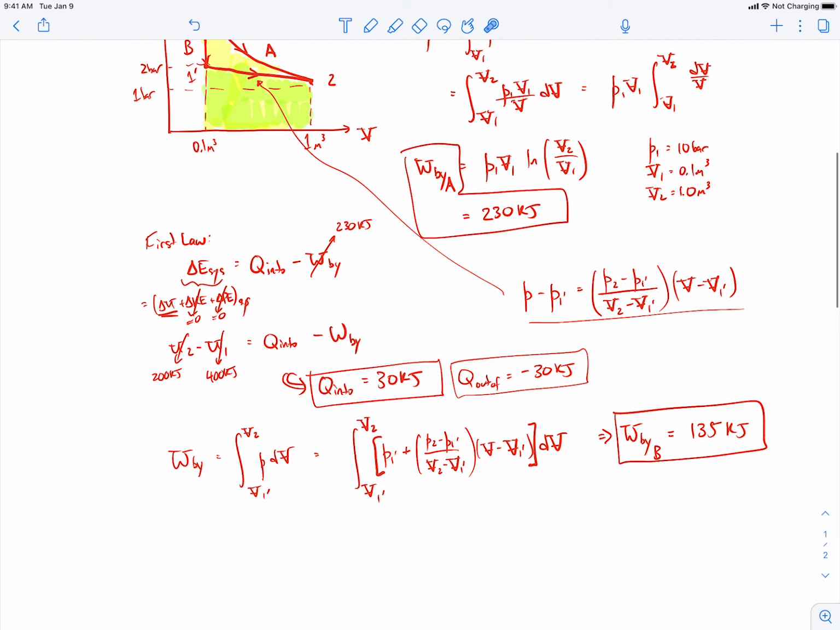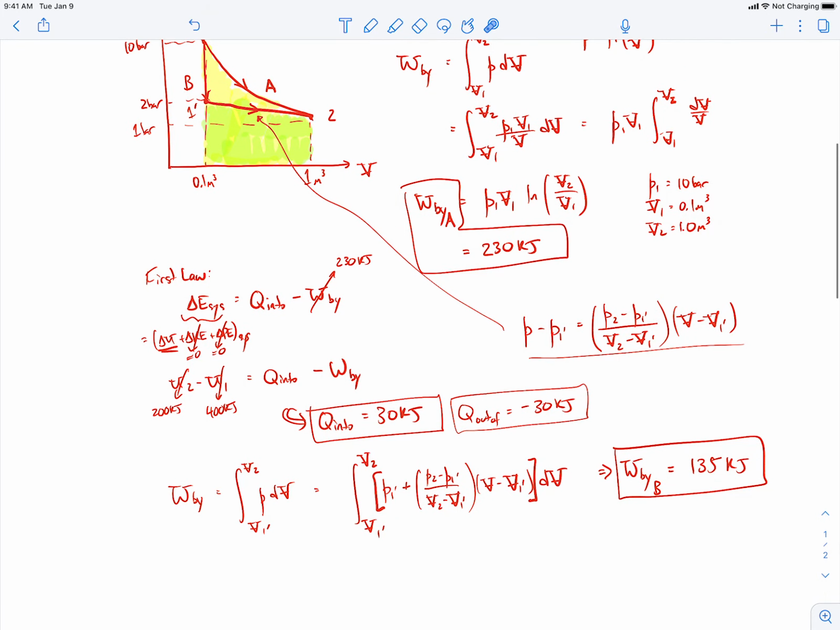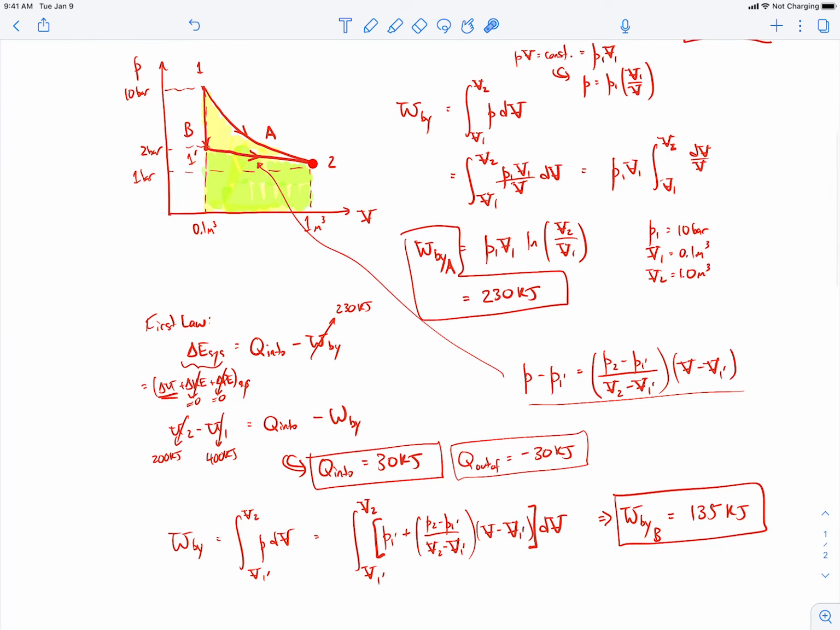All right, now that we have the work done using process B, we should now calculate the heat transfer into the system for process B. So for that, we'll follow the exact same procedure up here. We'd apply the first law to the same system. We still neglect kinetic and potential energy. The change in internal energies are still the same. Since internal energy is a property, it only depends on these endpoints. It doesn't depend on the path. So it's still 200 kilojoules and 400 kilojoules.